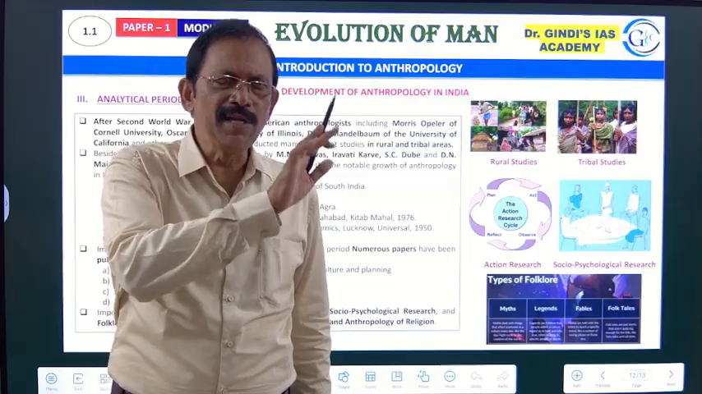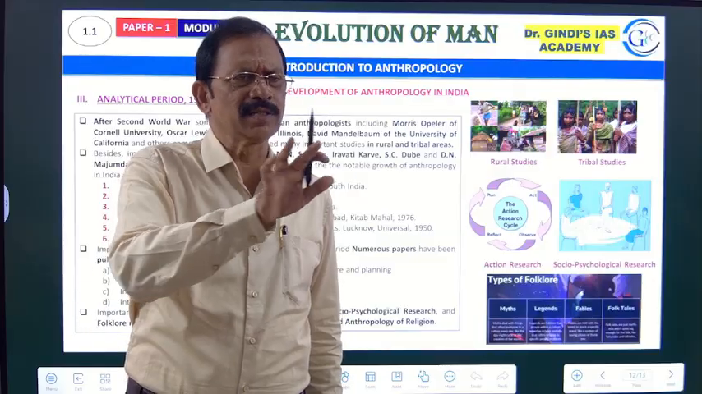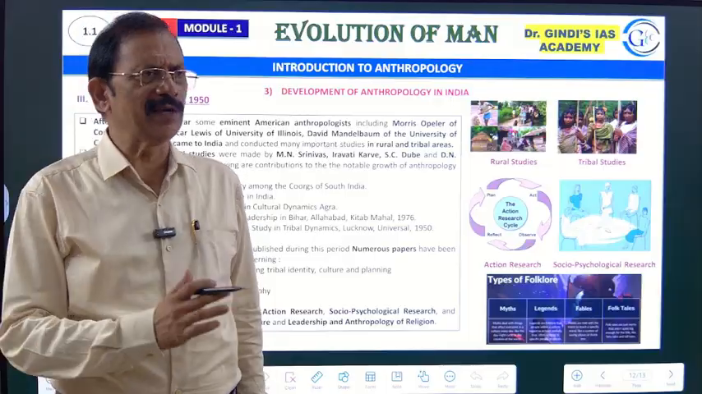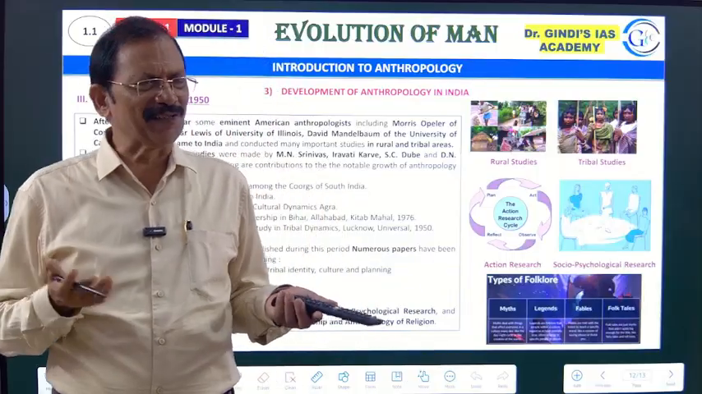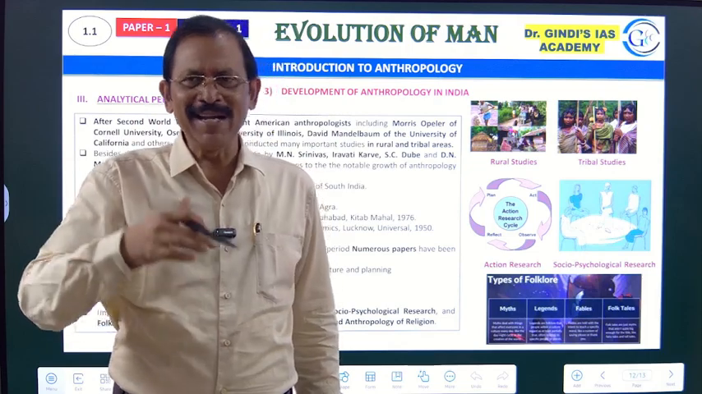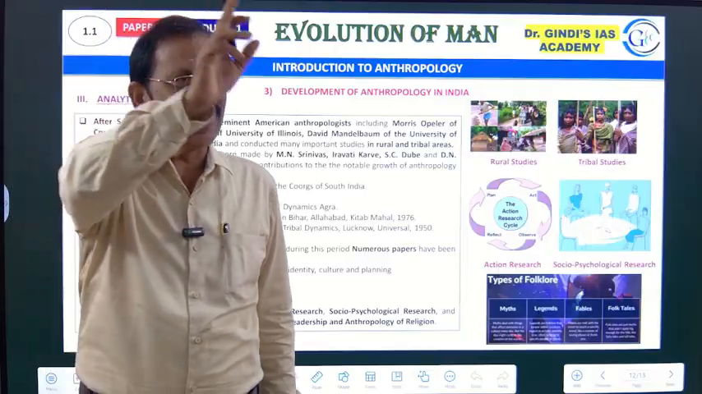Otherwise, any subject, physics or chemistry or botany or zoology, whatever the subject will be, there are some uses. They should be useful to the development and welfare of society. In the same way, anthropology also, it is the only subject that is confined to human alone. So it should be applicable to the development and welfare of society. That is called, as LP Vidyarthi said, applied anthropology.